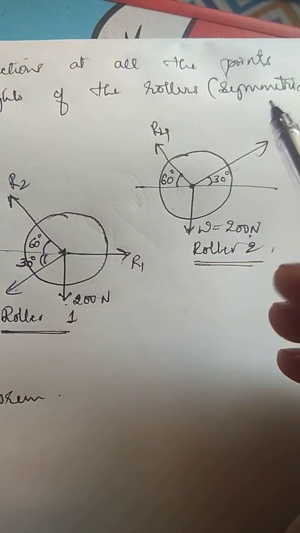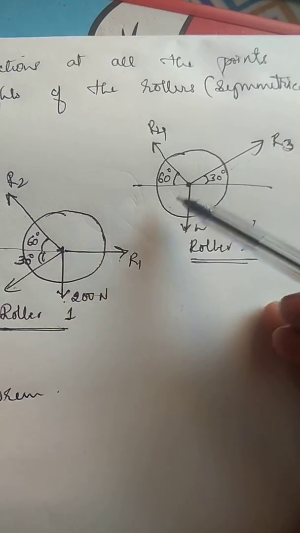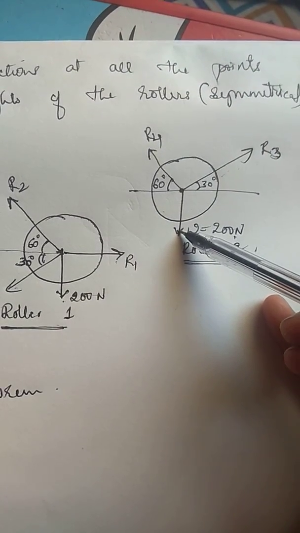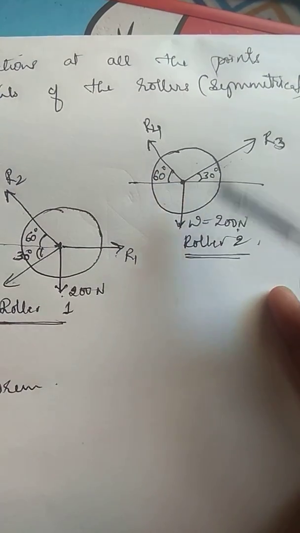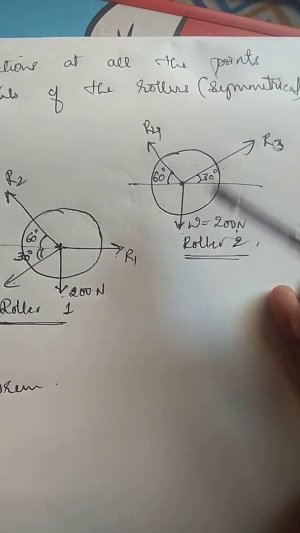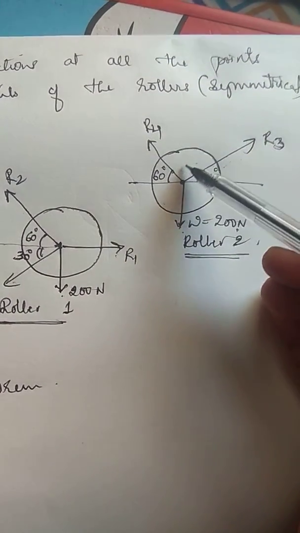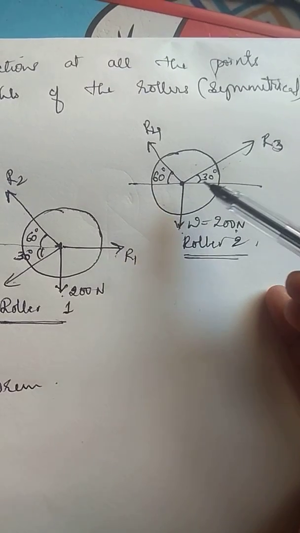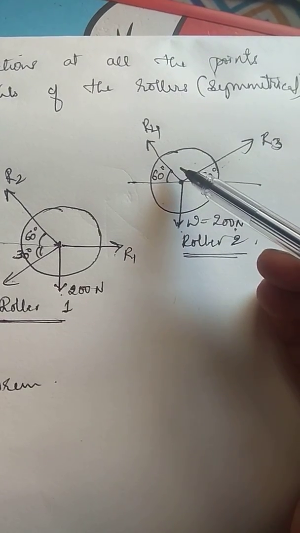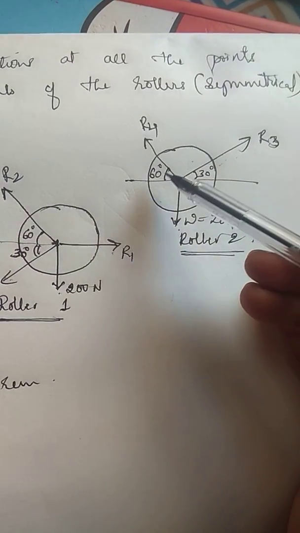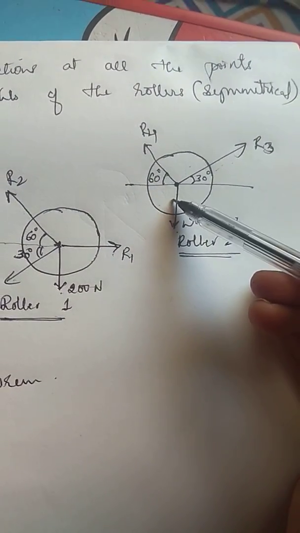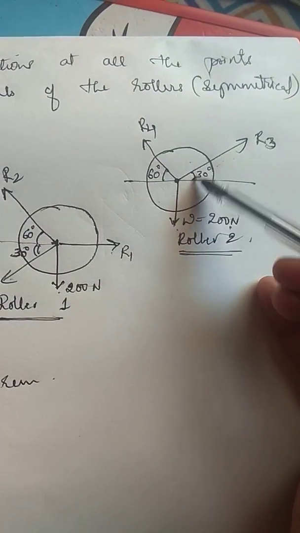According to Lami's theorem, we have to take the ratio of the magnitude of one force to the sine of the angle between the other two. So if I'm considering the weight, the angle between the other two forces, that is this angle, would be 180 minus 60 minus 30 degrees. I have to take the ratio of that. Similarly, R3 divided by the sine of this angle, R4 divided by the sine of this angle.